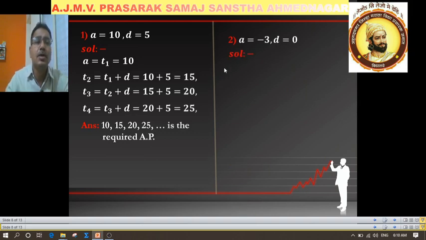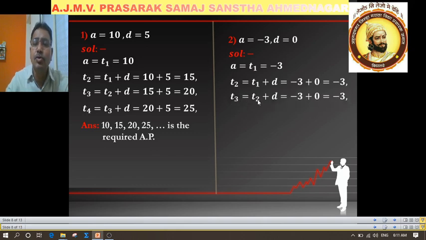Solution, here A is equal to T1 is equal to minus 3, that is the first term. Now find out second term T2 by adding the common difference D. So T2 is equal to T1 plus D. So adding common difference D in the previous term T1. So minus 3 plus 0 which is equal to minus 3.